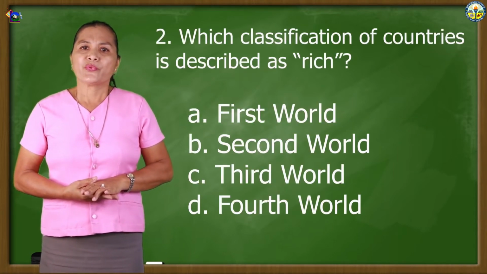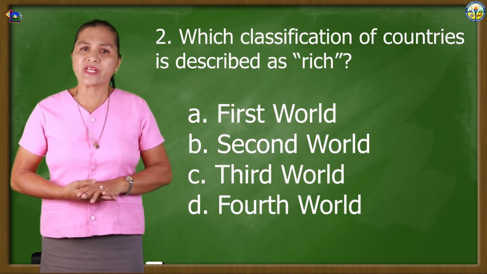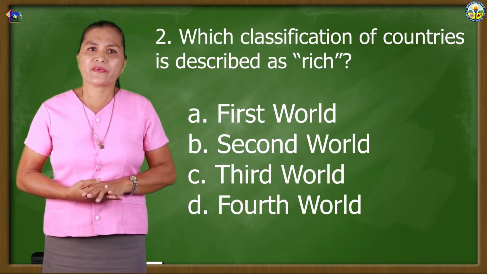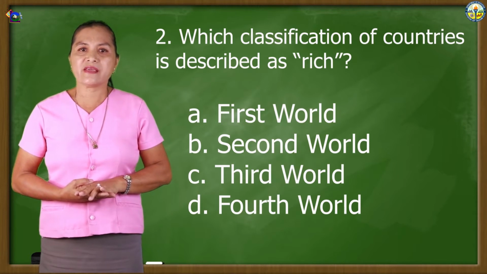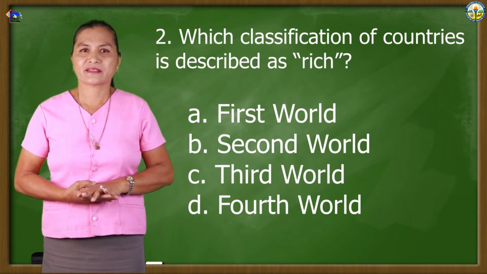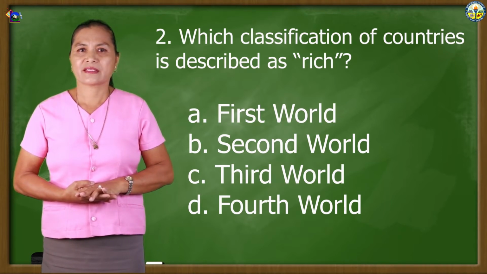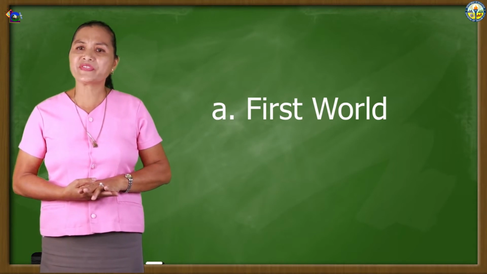Number 2. Which classification of countries is described as rich? A. First world. B. Second world. C. Third world. And D. Fourth world. Letter A. First world is the correct answer.